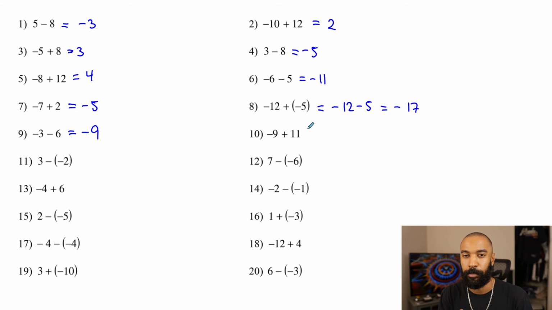Number 10, -9 plus 11. Positive number bigger. This is subtraction. 11 minus 9 is 2. And again, it's subtraction, because different signs, minus, plus.